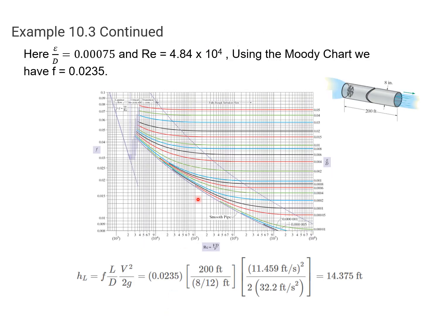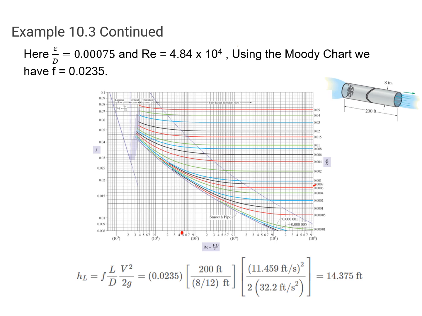So here's a chart of the Moody diagram for this problem. So again, we calculate the relative roughness, and we got a value of 0.00075, and the Reynolds number 4.84 times 10 to the fourth. So coming along a chart, 4.84 times 10 to the fourth, let's call that roughly 5. So we're somewhere in here, let's say. And the 0.00075, we're somewhere in here.